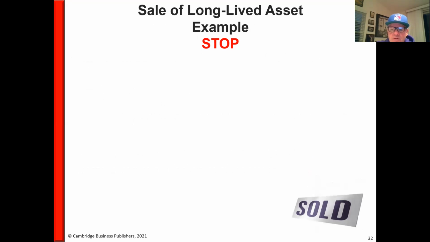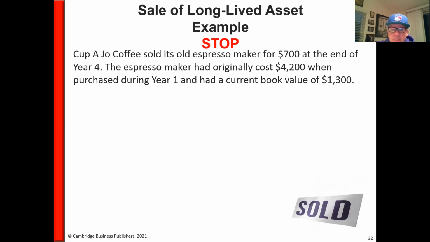And let's stop here with an actual illustration where we show how to calculate the gain or loss. So we had an espresso maker that they sold for $700 and originally cost $4,200 when purchased in year one, and had a current book value of $1,300. Okay, so when this asset is sold, we've got to get the asset off the books of $4,200. We've got to get the accumulated depreciation off the books, and it looks like it had a book value of $1,300. So the difference between the $4,200 and $1,300, that would be the accumulated depreciation. Okay, and it was sold for $700 when it had a book value of $1,300.